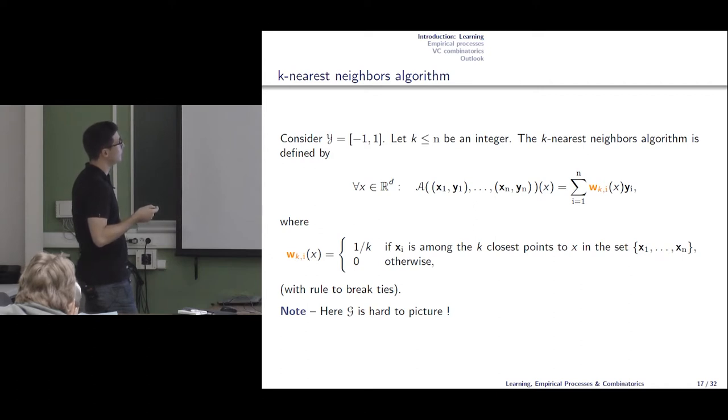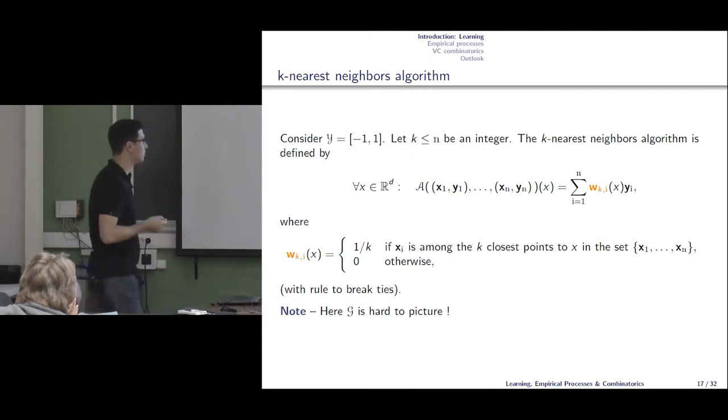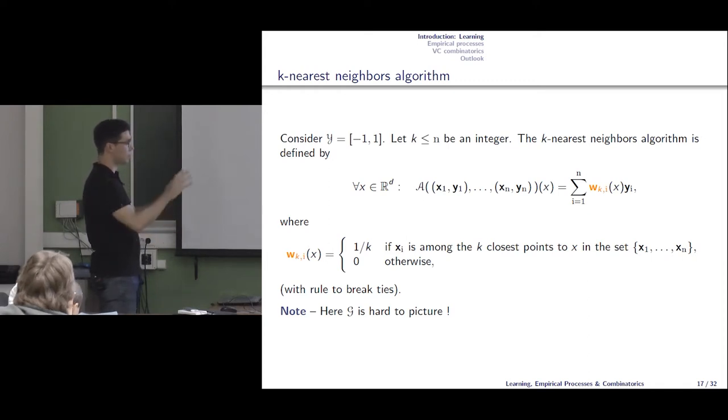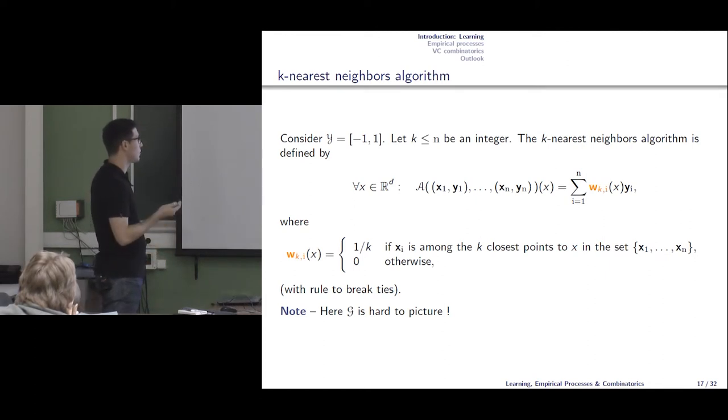So for a value of k smaller than your sample size n, given x, it simply outputs the weighted average of the y's associated to the x's which lie in the k-nearest neighbors of this target x. So it's a very natural way to do it. You select the points in the neighborhood of the point you want to assign a label to, and in these close neighbors you just average the labels, giving them a weight which is uniform over these neighbors.